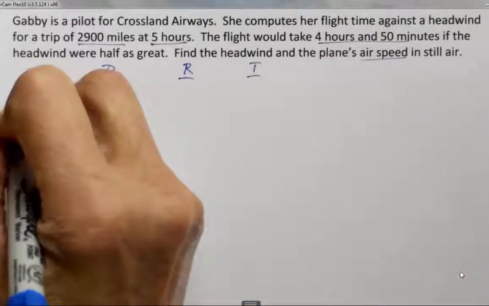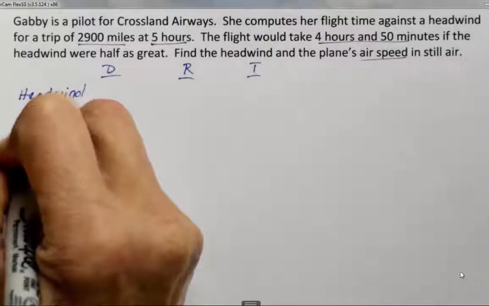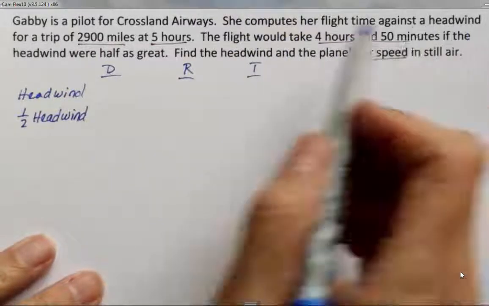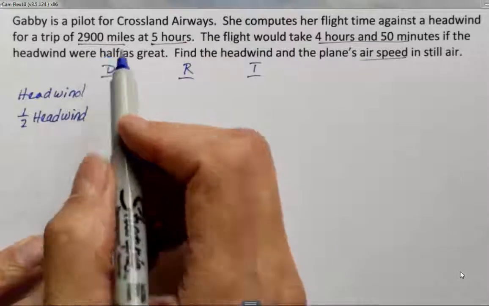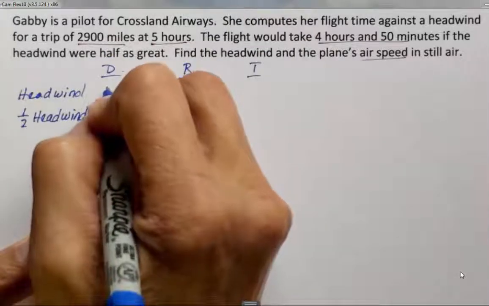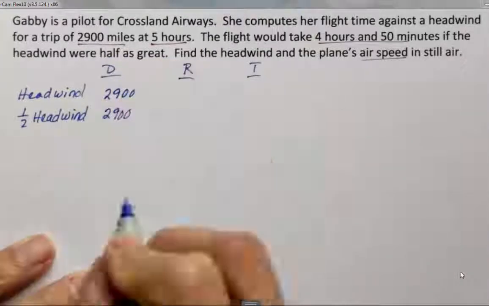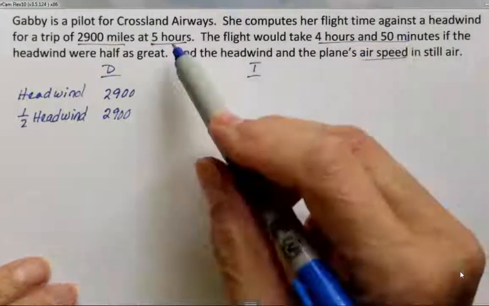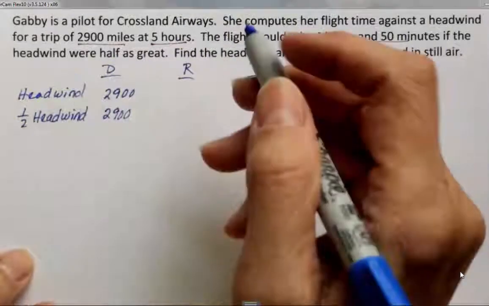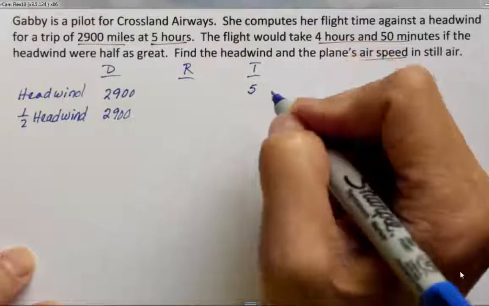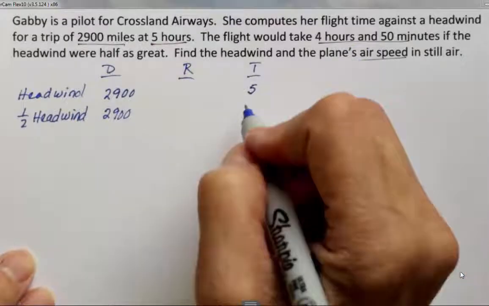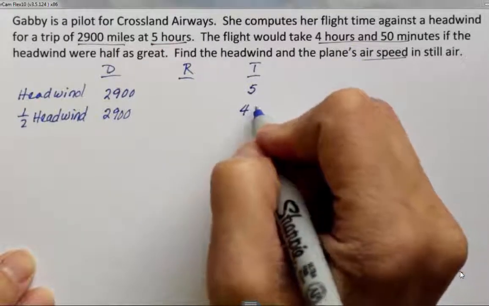So here we have the headwind, and then I'm just going to call it half the headwind. And we're going to be doing a total of 2,900 miles for both cases. So my distance for both is 2,900. The other thing I know about both is their time. So when the headwind is at full force, it's going to be 5 hours. And when the headwind is at half speed, it's going to be 4 hours and 50 minutes.